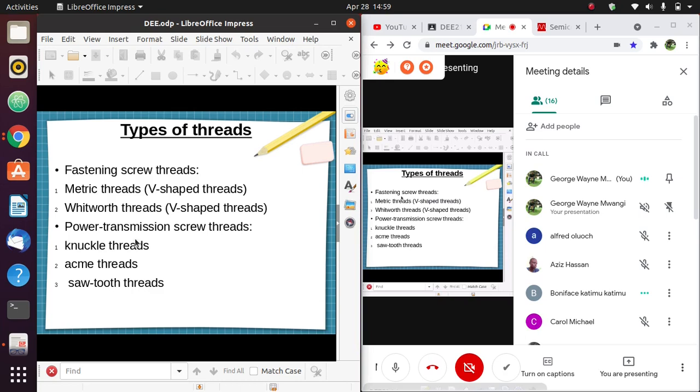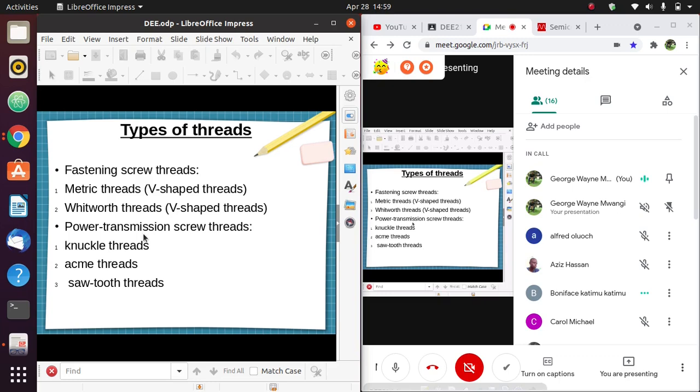Power transmission threads. Kwa mfano, there's something known as a rack and pinion gear. Hizo threads ambazo unapata katika gear ambazo zinatumika in transmitting power. Then we have knuckle threads, we have acme threads, and we have saw tooth threads. I'll show you just briefly the differences.